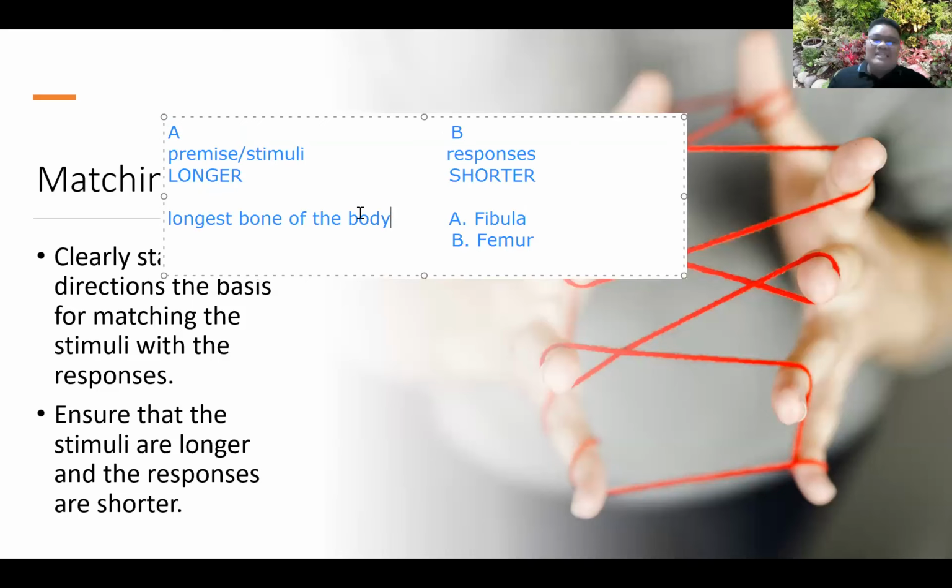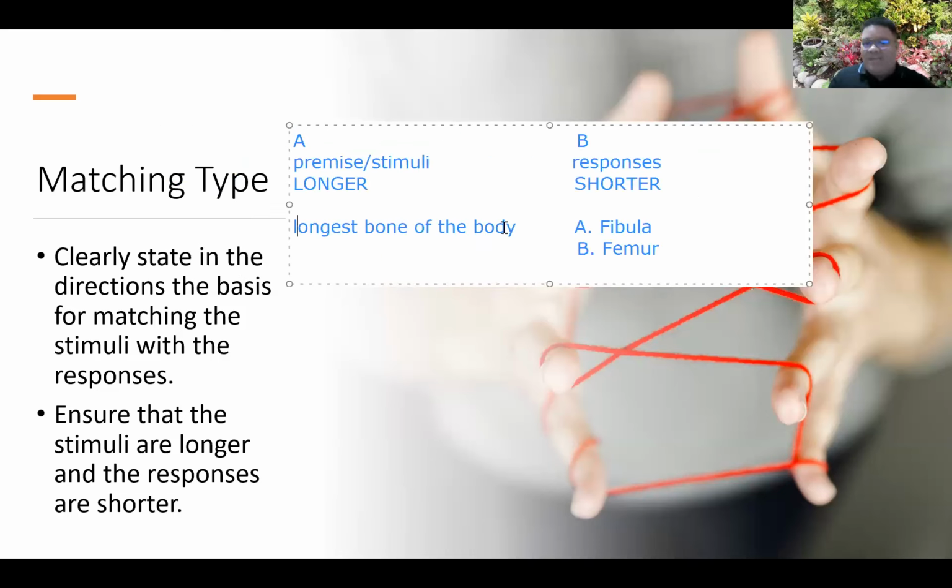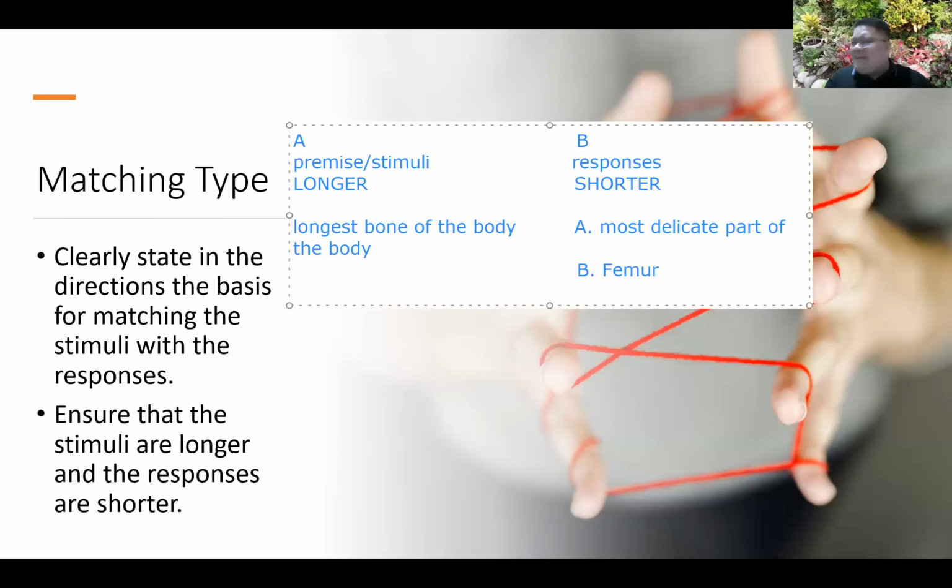That also gives us a hint that it is not possible to have a sentence in column A and then another sentence in column B. Okay? For example, if I say, longest bone of the body, and then here, most delicate part of the body. It's not like that, no? It will confuse your students and you are not doing simple recall. You are actually making their heads ache.